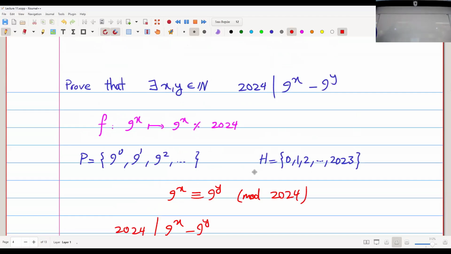We proved that there are infinitely many solutions to this, right? Because this is an infinite set. Just take the first 2025 members, you find the solution. Take the next 2025 members, you find another solution, and so on. So there are infinitely many solutions to this.